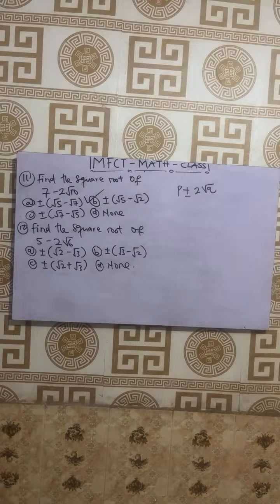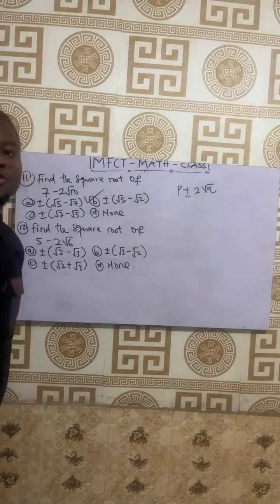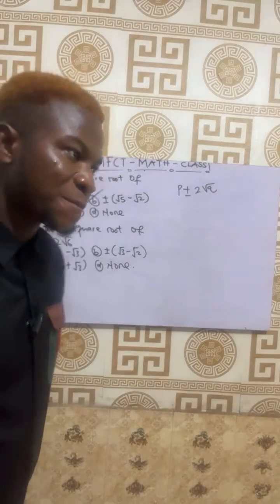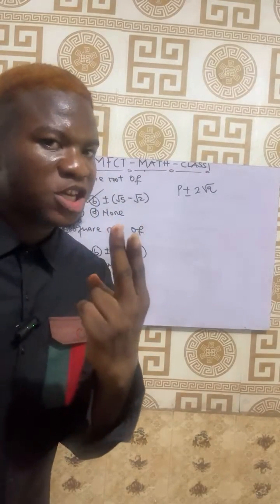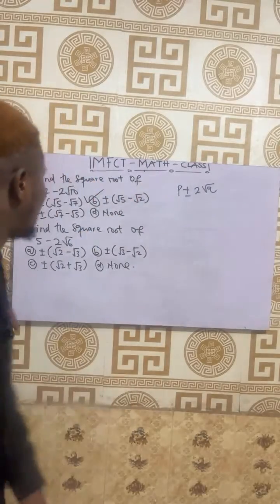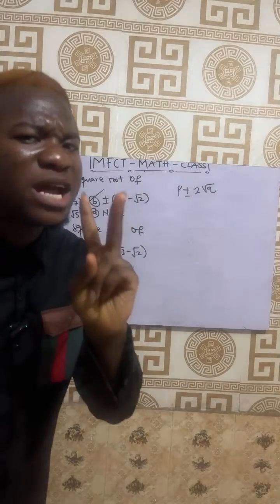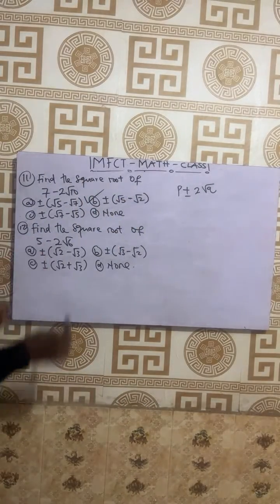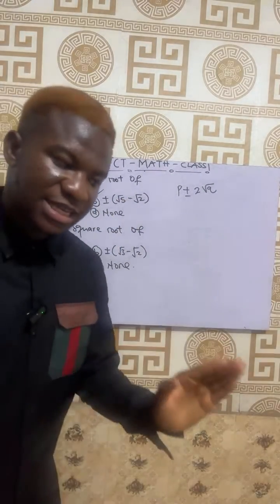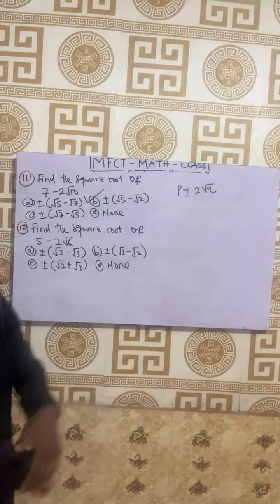You see that the question is to find the square root of 5 minus 2 root 6. I'm looking for square roots. What am I going to do? Just use the trick. Just look for 2 numbers, in which if you multiply these 2 numbers together, you will get this 6, and if you add these 2 numbers together, you will get this 5. Guys, what are those 2 numbers? 3 and 2, right? That's it.